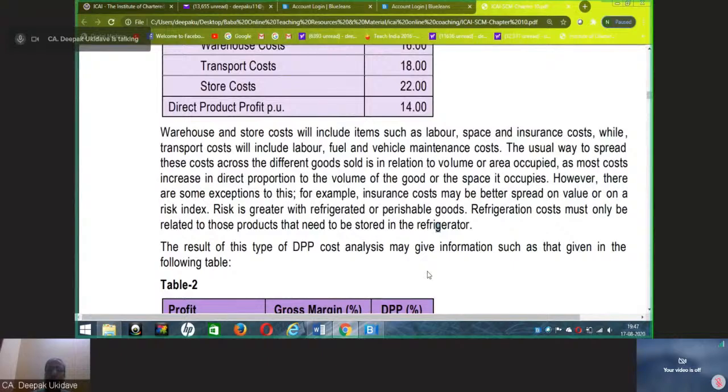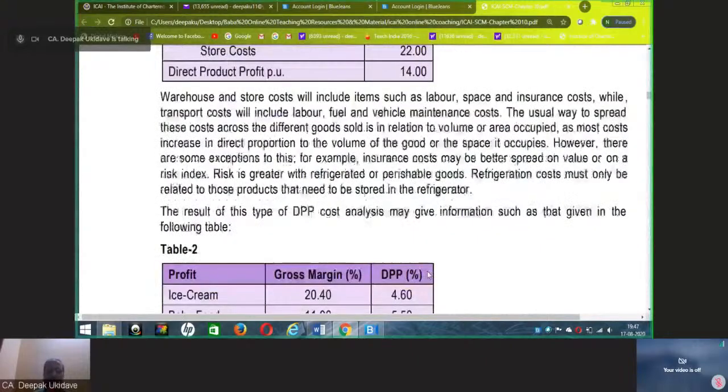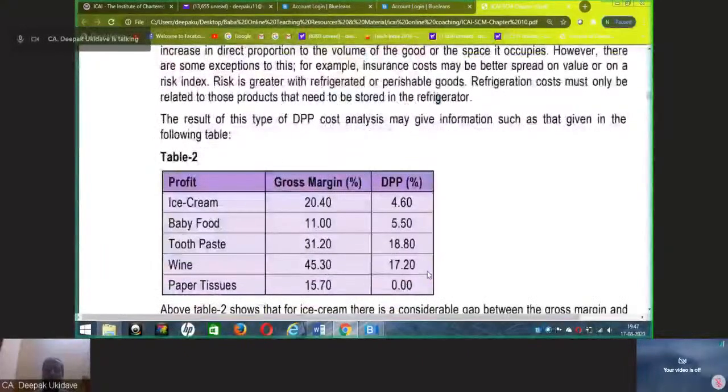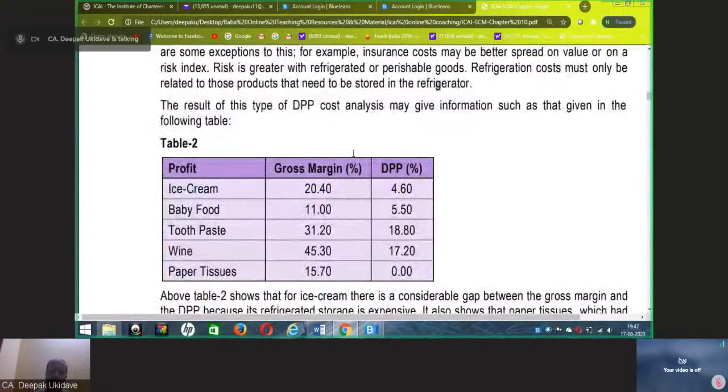underlying factor. So we look at the direct product profitability cost analysis, and it gives you a quick understanding that if a retail store, a typical retail store or a departmental store is storing all these products, ice cream, baby food, toothpaste, wine, paper tissues, all these products are stored in a departmental store. The gross margin may be very high, but direct product profitability is very low. Now you may think, is it an irony? No, it is not an irony. This is the fact. All these years it was not visible to you, right? Because we were not adopting the direct product profitability analysis, it was not apparent to us. It was not obvious to us.